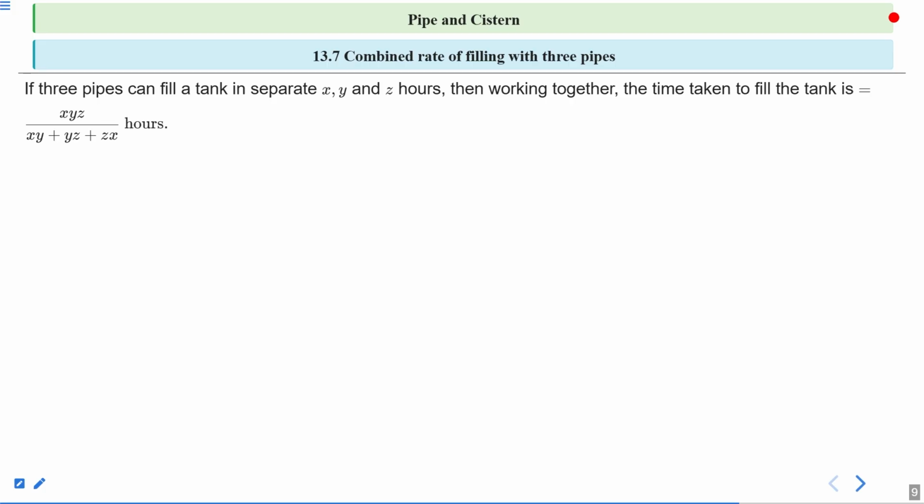Next one is combined rate of filling with three pipes. If three pipes can fill a tank separately in X, Y and Z hours, then working together, the time taken to fill the tank is XYZ/(XY + YZ + ZX) hours.